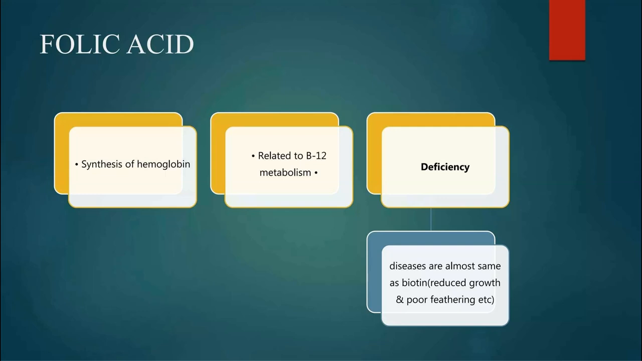Folic acid is very much required for the synthesis of the precursor of hemoglobin. Then it can lead to vitamin B12 deficiency. So a person who is taking folic acid should always watch what other drugs they are taking, either orally or parenterally. Then the diseases are almost the same as biotin, reduced growth, poor feathering, etc.